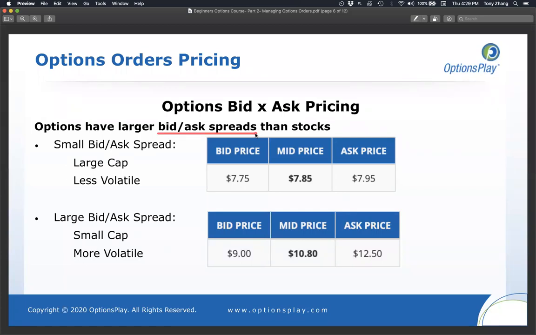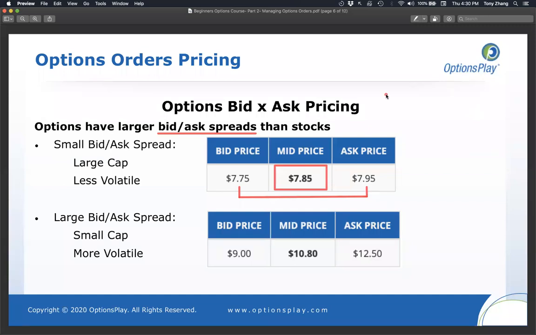A very common bid-ask spread that you might see is something like this, 7.75 by 7.95. In this particular case, what you have here is about a 20-cent spread. If you want to buy this option, it'll cost you $7.95. If you want to sell this option, you'll only receive $7.75. So the mid price is the price in between these two. This is what we refer to many times as the theoretical value, or what the option is truly worth. But in order to buy it, you have to pay a little bit more, and to sell it, you sell it for a little less than what the actual market is trading at.